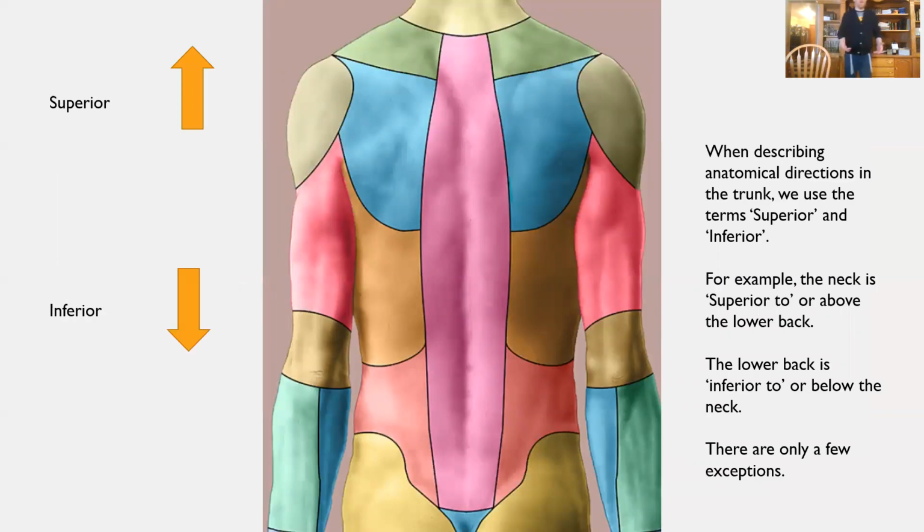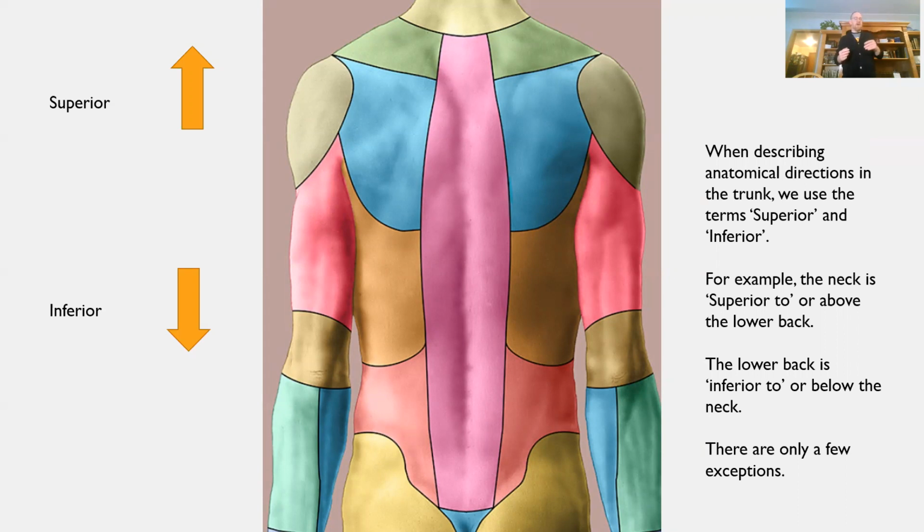Now, what about if we're on the trunk? If we're talking about anatomy in the trunk, so for example, neck, trunk, head. Ultimately, moving up towards my head is superior. Moving down towards my tail is inferior. Superior, inferior.